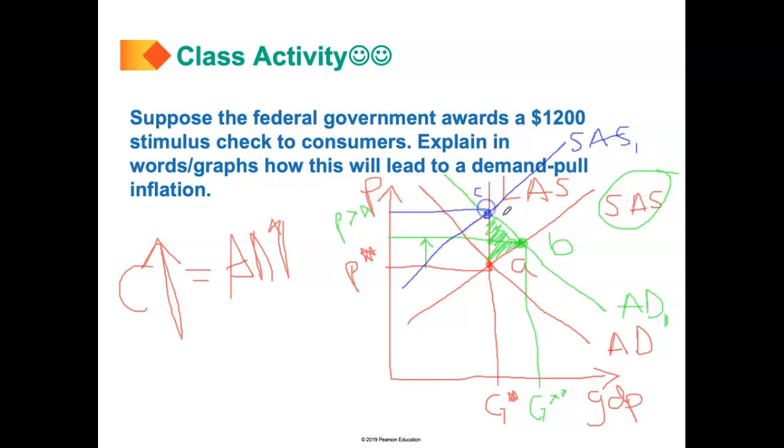So now let's compare the very old equilibrium point, point A. Initially, the economy was at point A with a price level P star. Now the economy is at point C with a price level, let's say P triple star. Due to an increase in aggregate demand, P star has increased to P triple star. In that sense, the price level has increased, and this has led to inflation. So essentially, that is how demand-pull inflation works.